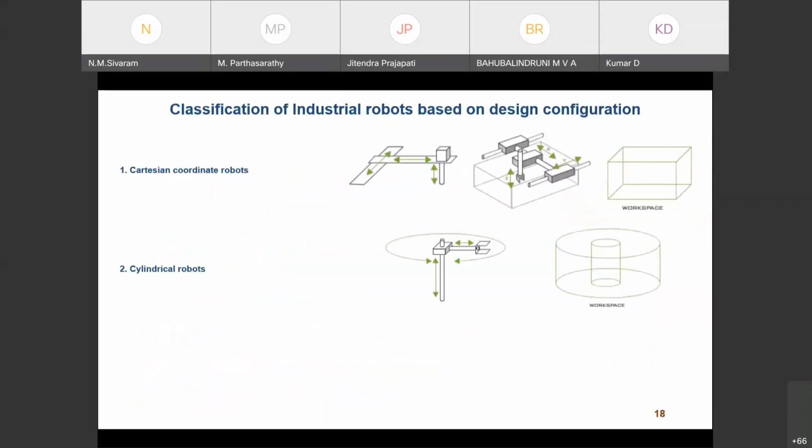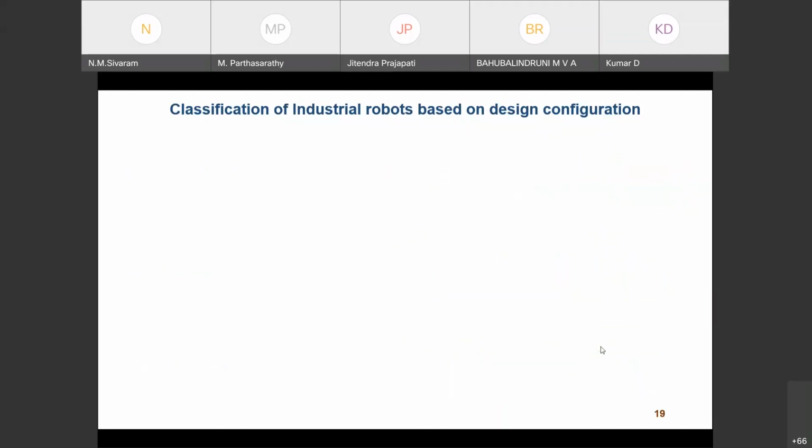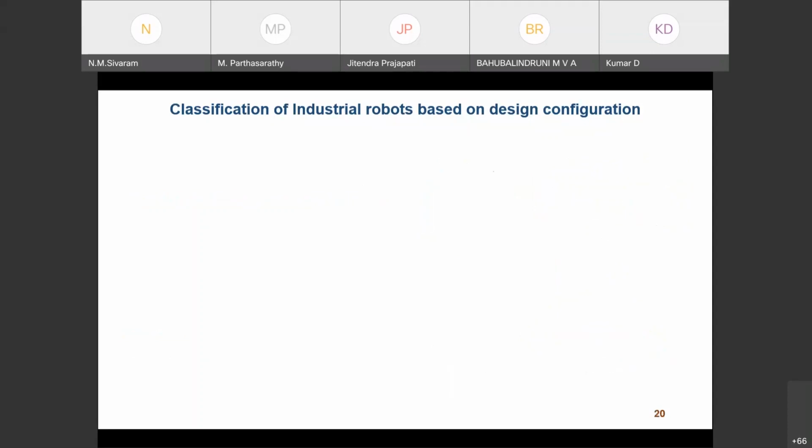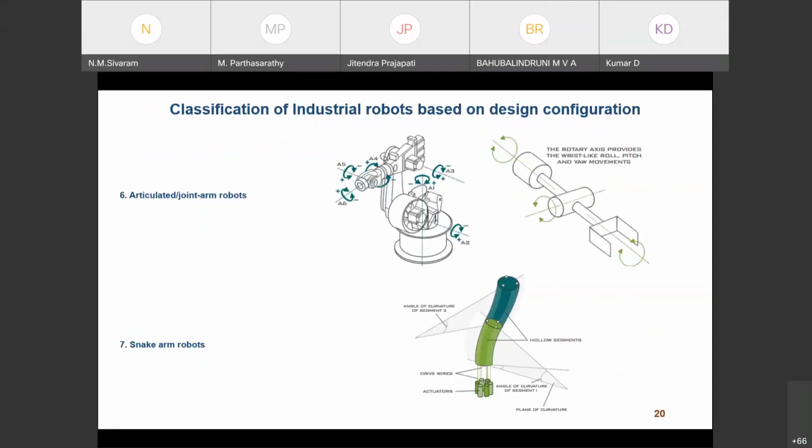And classification based on design, I think by now you would have come across all these classifications. I wanted to show this because we are more interested in the work envelope or the workspace. So the Cartesian coordinate robots, cylindrical coordinate robots, spherical or polar robots, SCARA, the selective compliance assembly robot, the Delta robot, articulated joint robot.